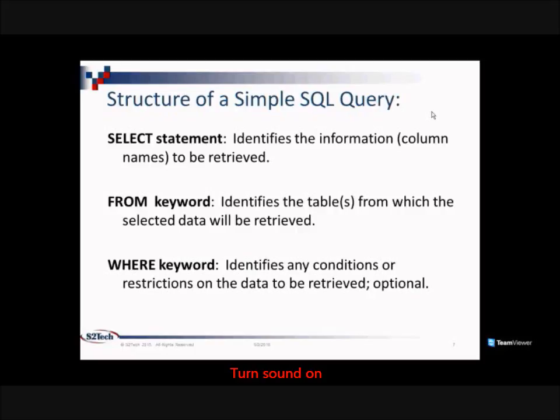And we're going to see some examples of this in a later slide to help clarify these concepts. The second element in the structure is the from keyword. So where the select statement identifies the information you want returned from the database to answer your question, the from keyword identifies the database table or tables from which that information is going to be retrieved. And it will identify those tables by table name, just like in the select statement, we identify that data by column name.